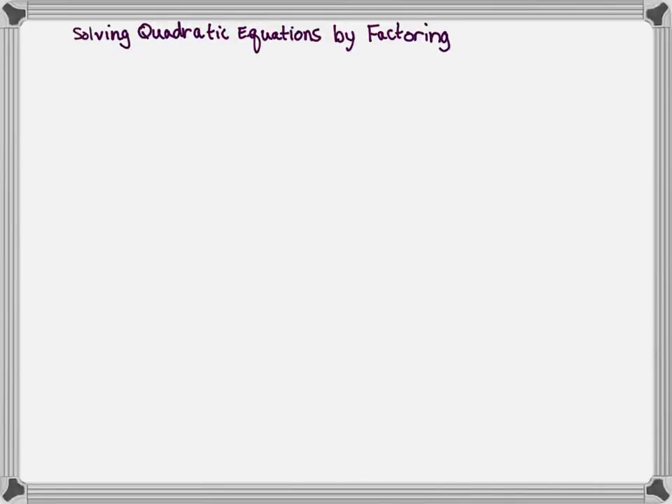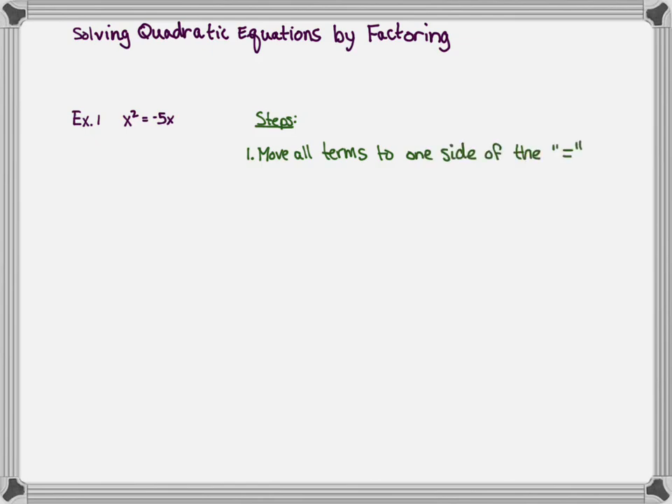Let's look at solving quadratic equations by factoring. So our first example is x squared equals negative 5x. And if we look at our first step, it will be to move all terms to one side of the equal sign with 0 on the other side. In other words, put the quadratic equation in standard form. So if I add 5x to both sides, I end up with x squared plus 5x equals 0.